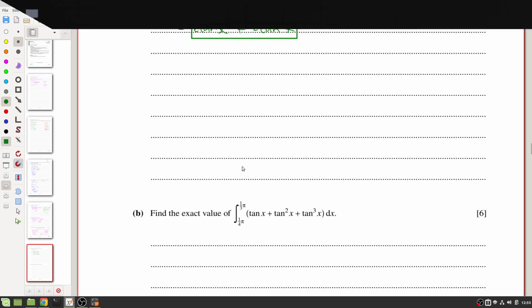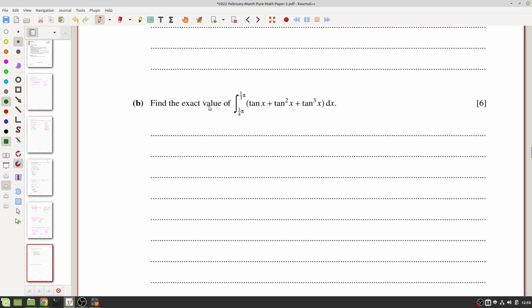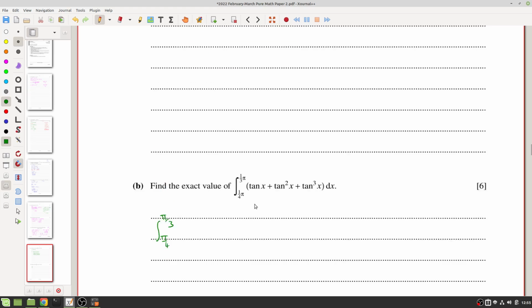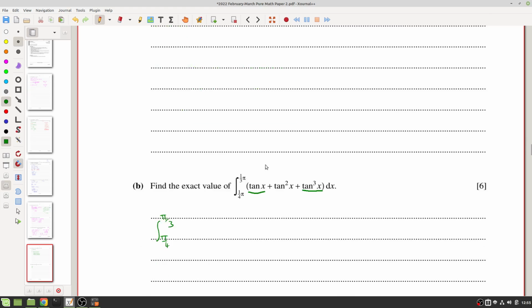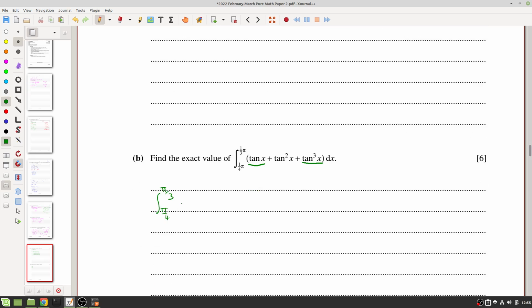Okay, next, find the exact value of this. Let me rewrite that. From pi over 4, we want to integrate up to pi over 3 this function: tan x plus tan squared x plus tan cubed x. So here, tan x plus tan cubed x, these two together give us something that we had in the previous question, except for the 2 part, right? So we can say that tan x plus tan cubed x.